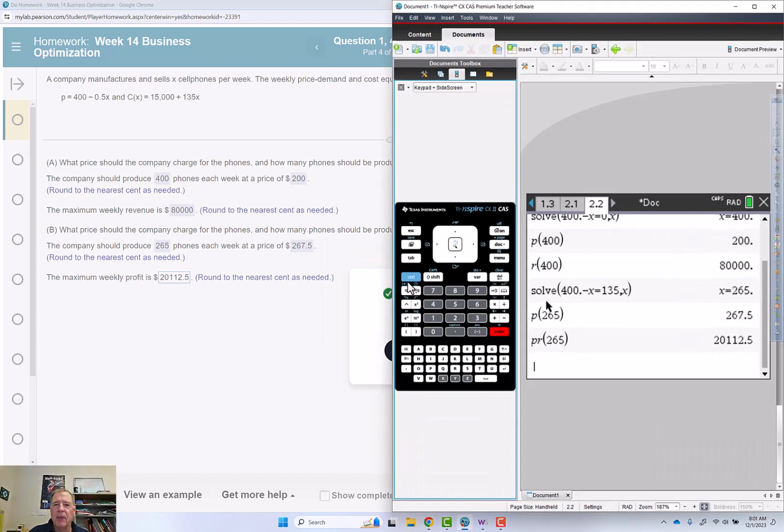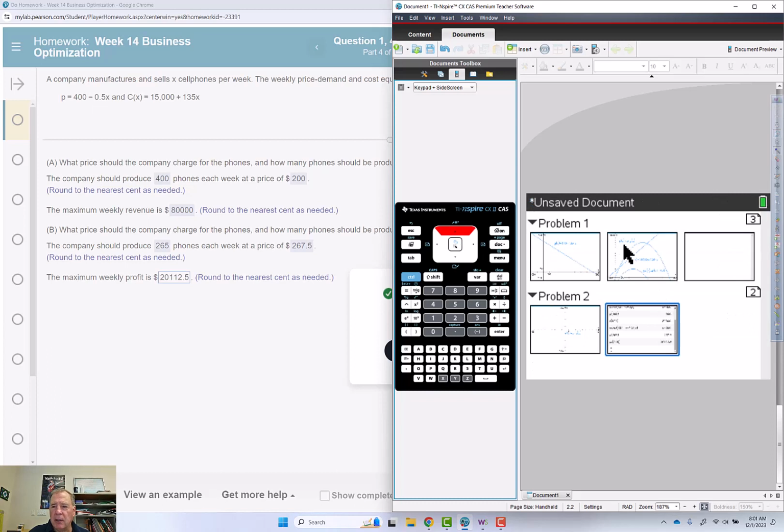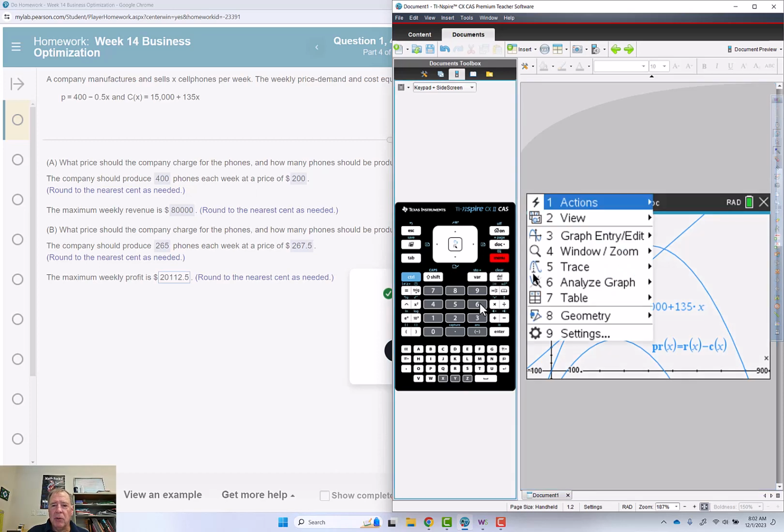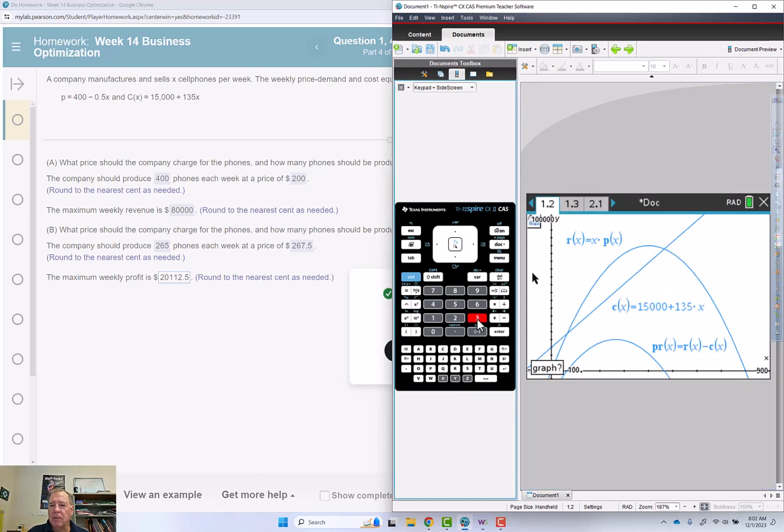And before we go on to the next problem, we're going to go look at the graphs for a second. So I'm going to go back to my pretty graph here. If we were in Algebra 2 or pre-calculus, we could find out max revenue, production, and the max revenue by finding the maximum of this parabola. Menu, 6, 3 for maximum.